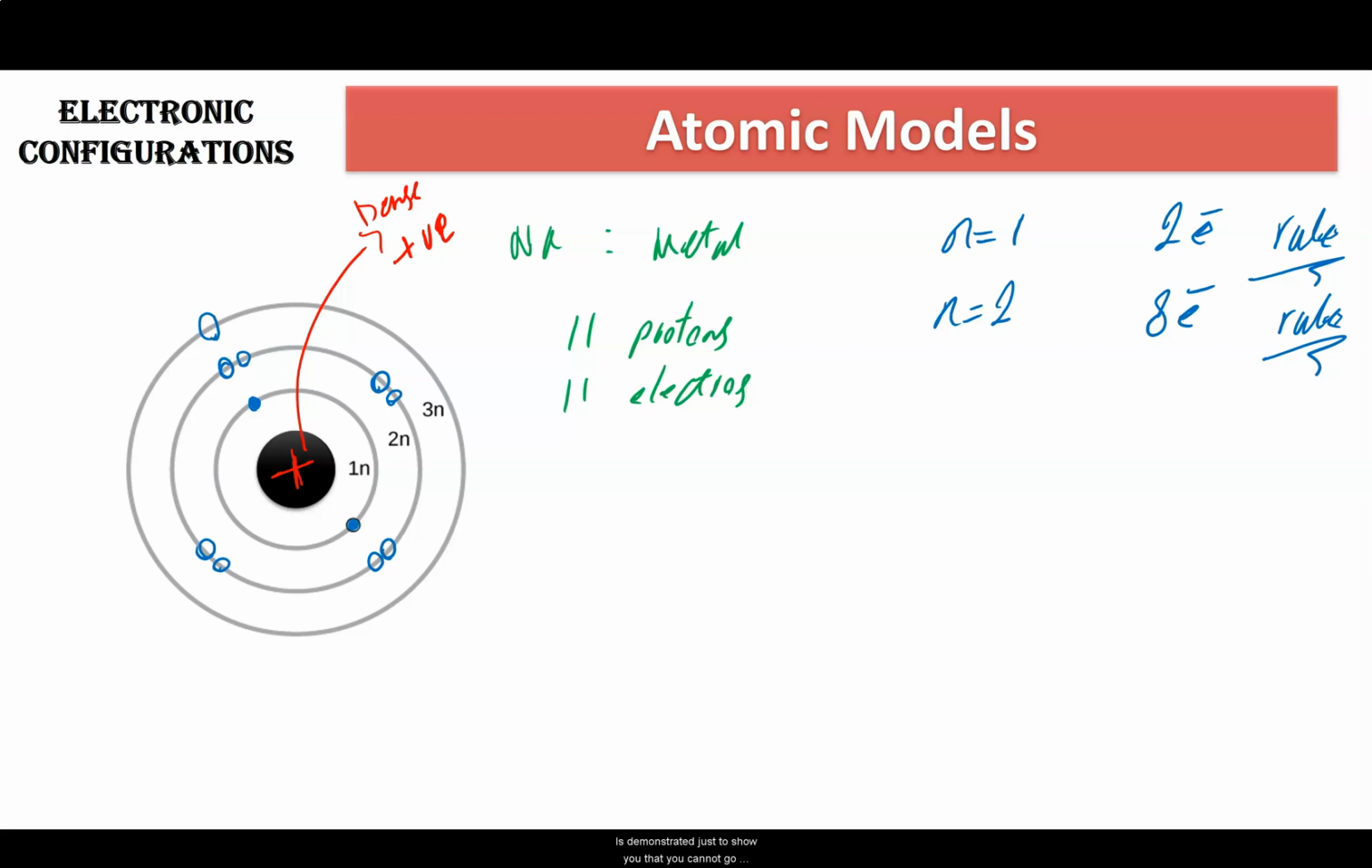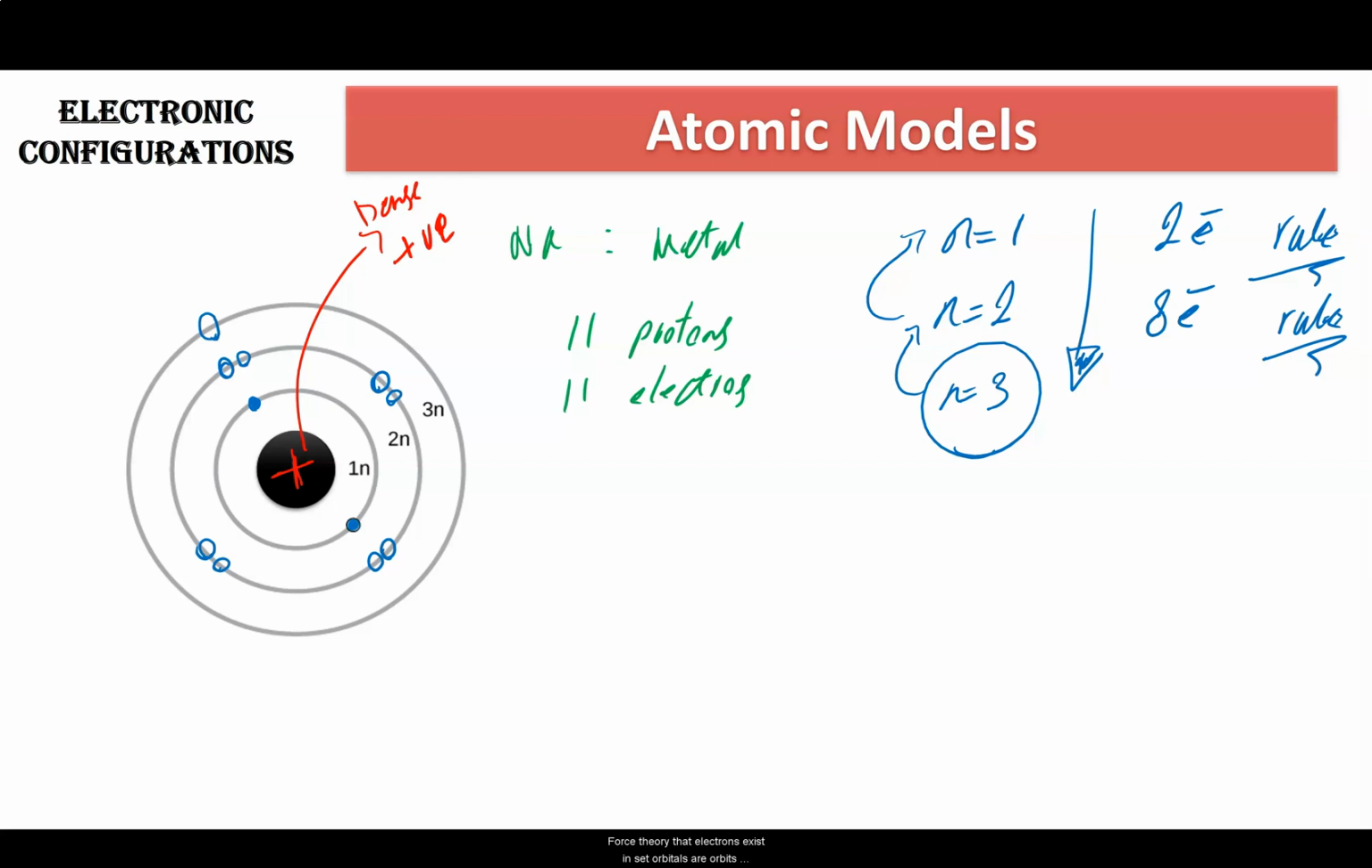So this example is demonstrated just to show you that you cannot go ahead and fill up N number 3 first and then go to N number 2 and then N number 1. You have to go in this direction. N number 1 is filled first, then number 2, then number 3.